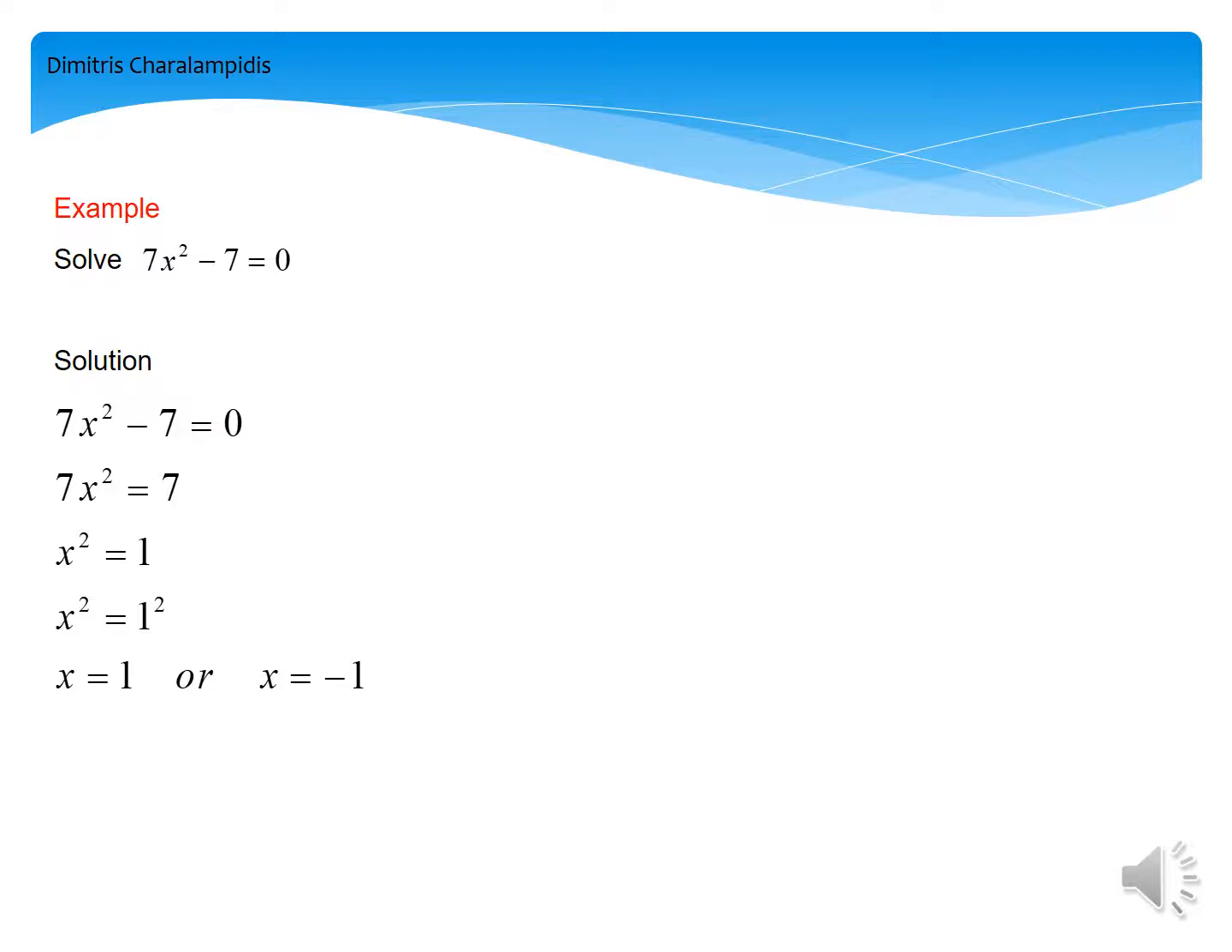So we should write x squared equals 1 squared, and by applying this method, we get that either these two somethings are equal, so we should write x equals 1, or they are opposite, or we should write x equals negative 1.